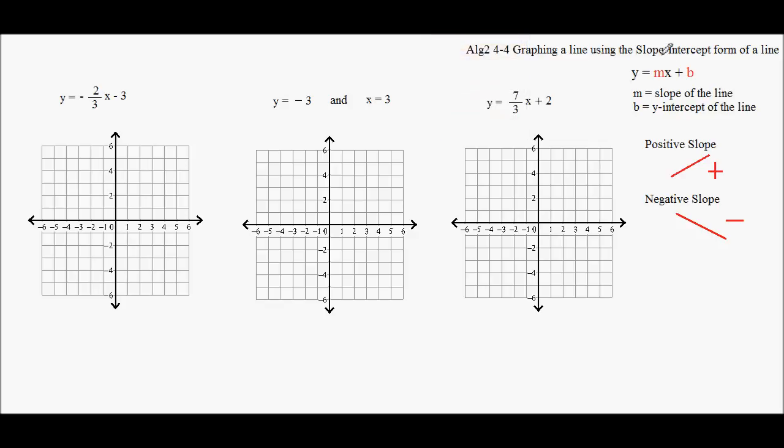Lesson 4-4, Algebra 2, graphing a line using slope-intercept form of a line. Slope-intercept form of a line, if you remember, is y equals mx plus b, where m is the slope of the line and b is the y-intercept of the line. B is where the line crosses the y-axis.